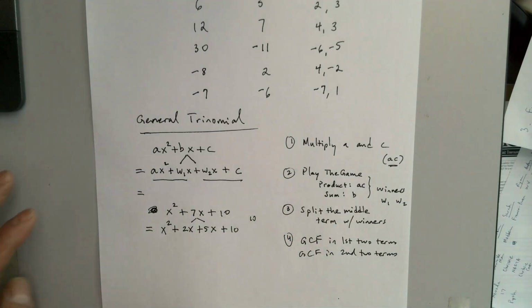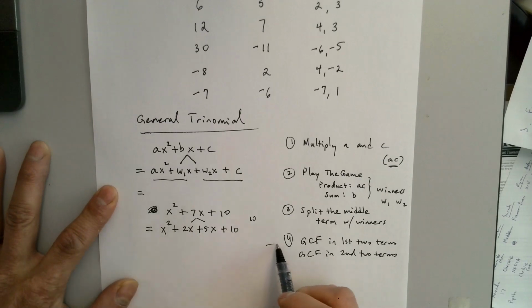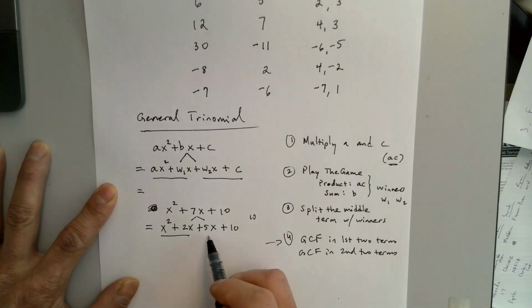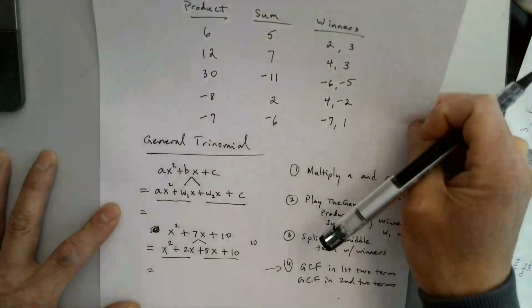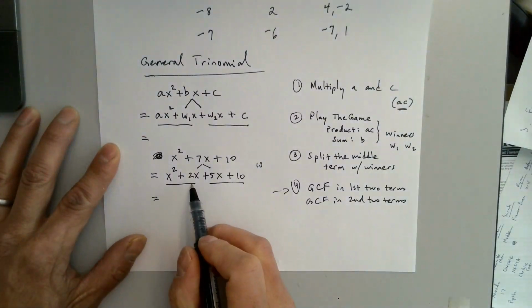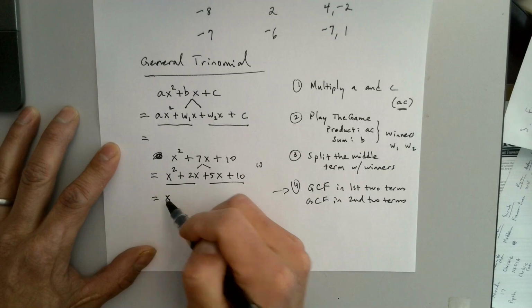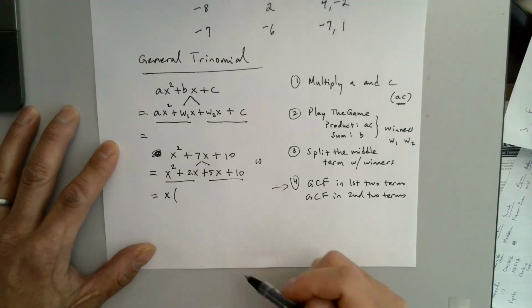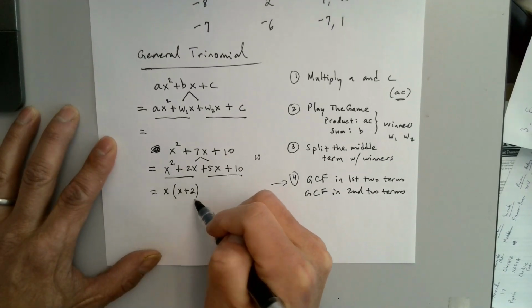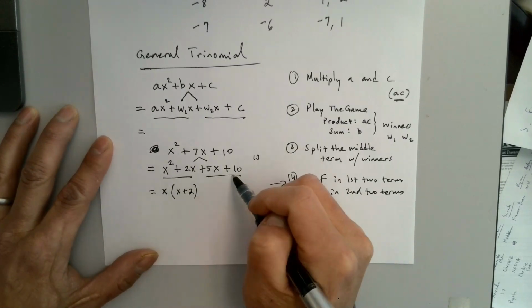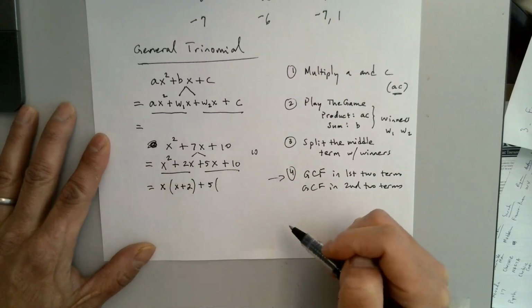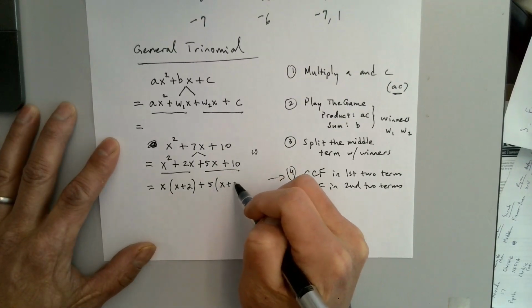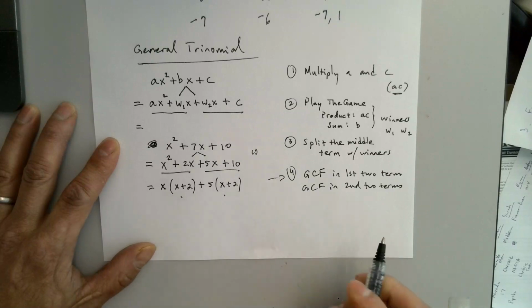I now have 4 terms, and now, like step 4 says, I look for the GCF of these two terms and a GCF of these two terms. The GCF in the first two terms is x. I take the GCF out. The leftover is x plus 2. The GCF in the second two terms is 5. I take it out. The leftover is x plus 2. Same leftover.